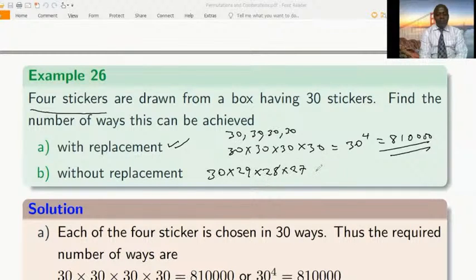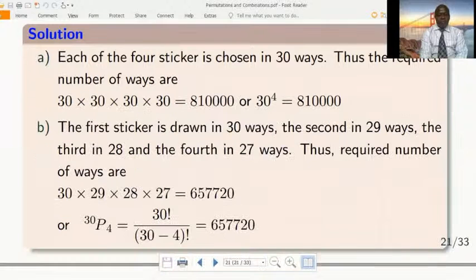So this will be the same as a permutation: permutation of 30 objects taken 4 at a time. So this will be the answer for this, and you just calculate. Let me see what I got when I did my calculation. This is what I was getting. For this second question, you can use the first reasoning or the second reasoning.